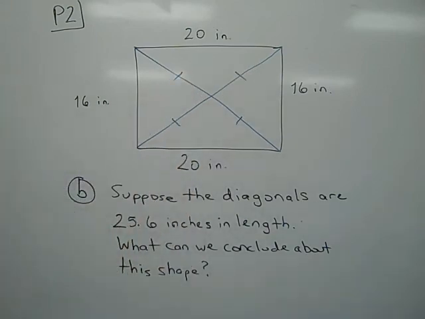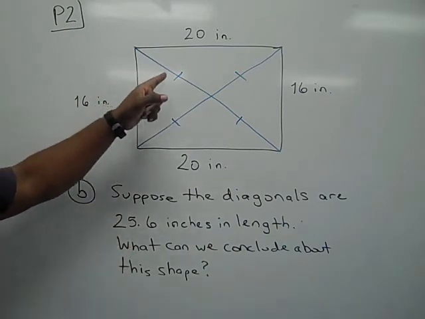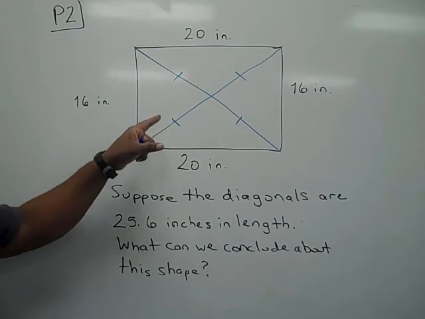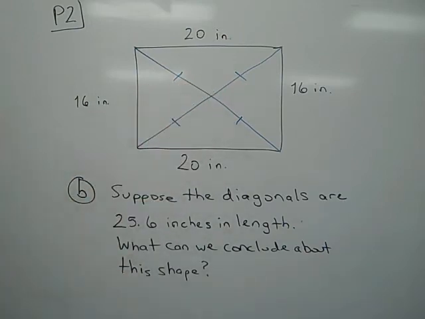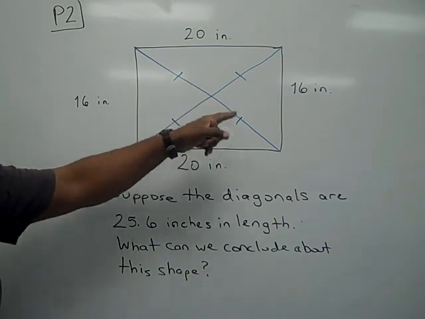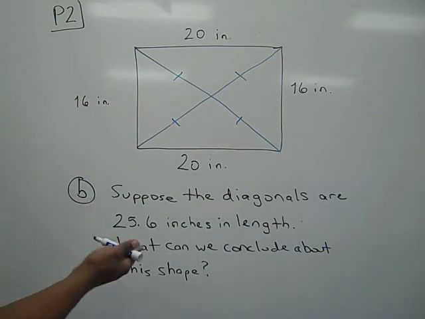Well, if both diagonals are 25.6 inches, that kind of goes to show that each of the diagonals are congruent and each of these parts are congruent. So therefore, based on what we just learned, if the diagonals are congruent, then the parallelogram is a rectangle. Okay, this is a rectangle.